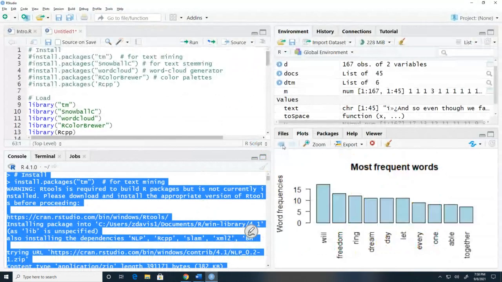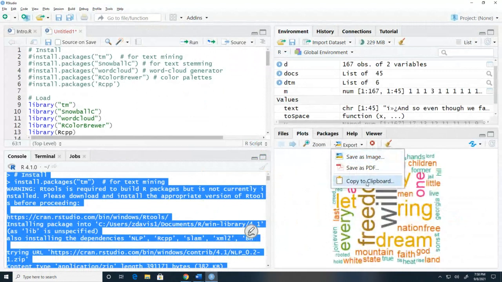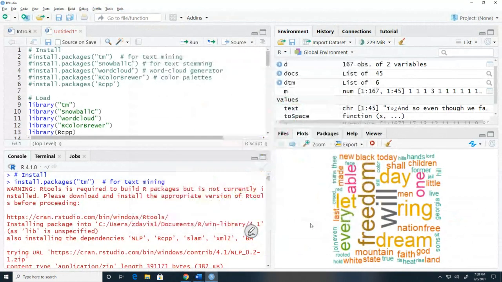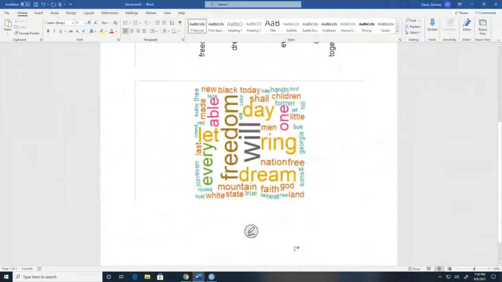Here, you can move across them, export, copy to clipboard, and copy plot, and then you can paste it from there.